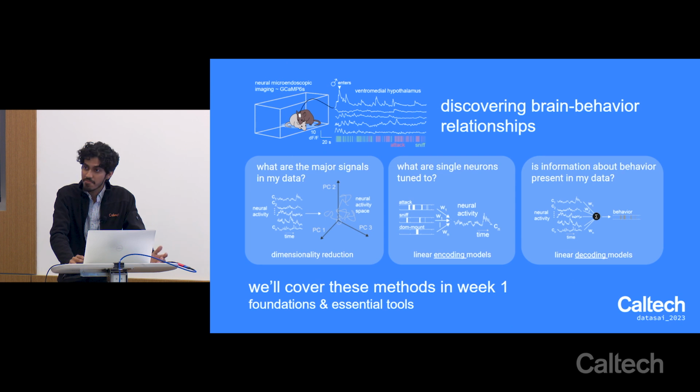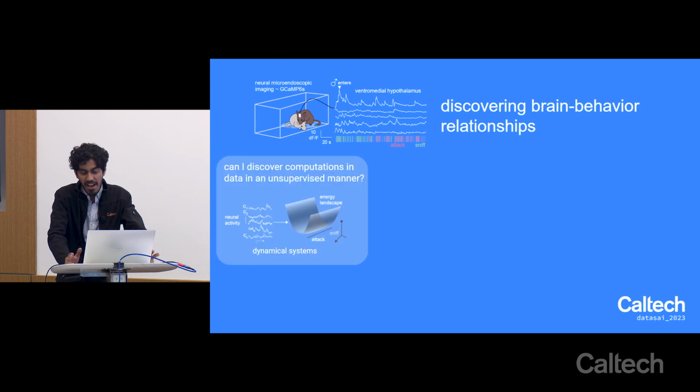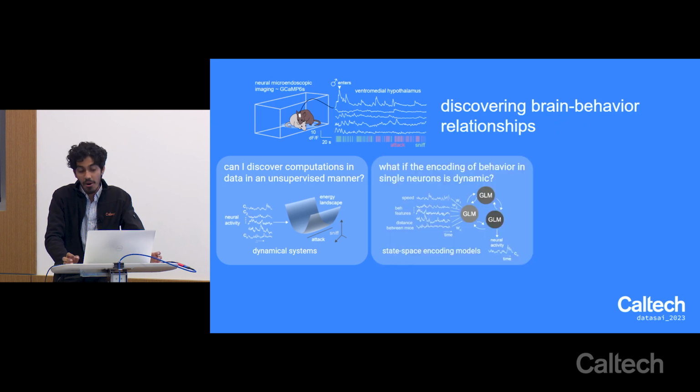But you might want to ask something more complex in your data. You might want to ask something like, for example, if you have neural data, can they discover computations in an unsupervised manner? And these are where tools and techniques that derive from dynamical systems come in, right? You might ask, is the encoding of behavior dynamic? At different points in time, is the encoding of a single neuron actually changing? And there's tools and techniques that take into consideration the dynamic nature of encoding. And you'll cover this actually in Liam Paninsky's talk next week.